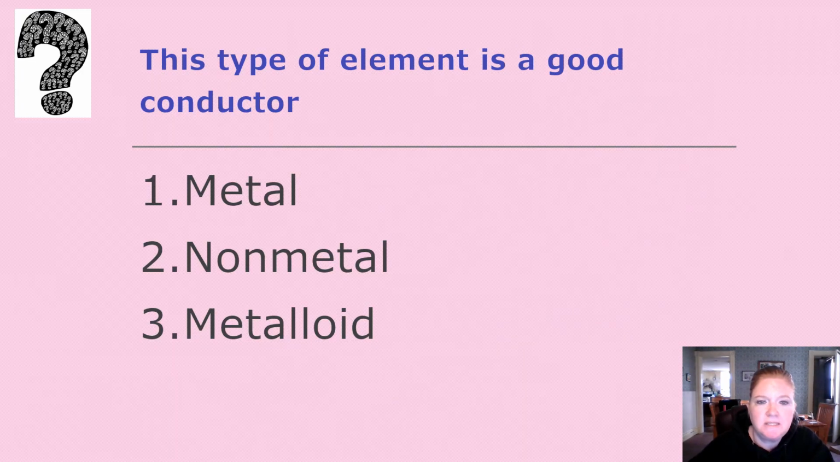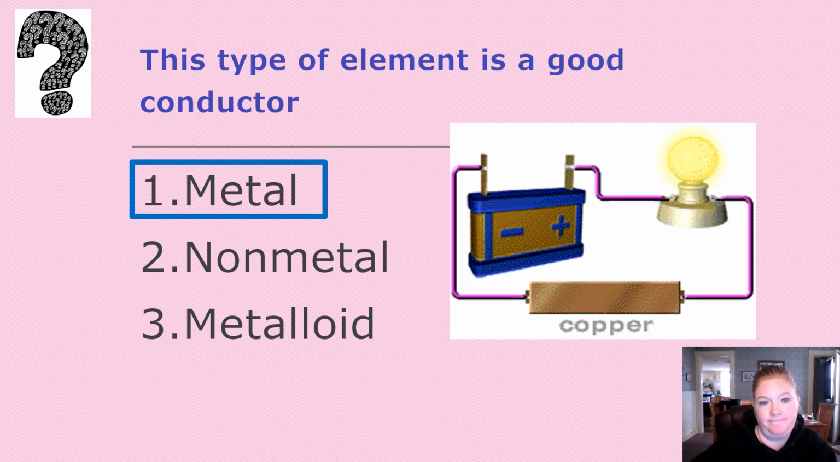All right, so this type of element is a good conductor. Which one? Metals, right? Metals are good conductors of both electricity and heat. Okay, so you can see in this GIF, we get to wood, it doesn't light up. But we use other elements like copper, lights up, glass does not, steel, it does, metals, conductors.